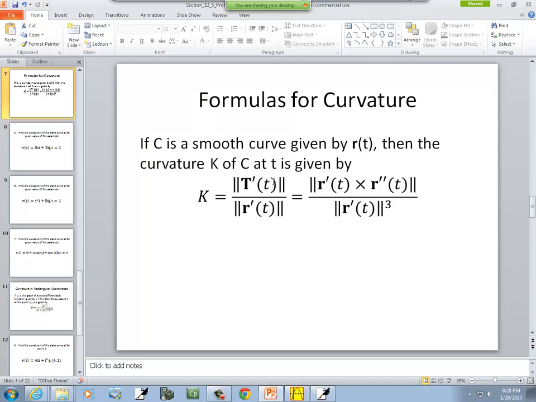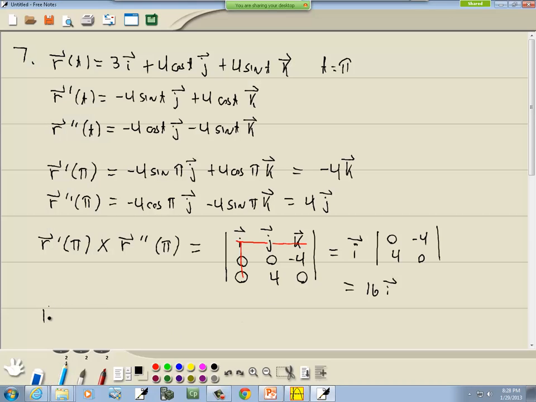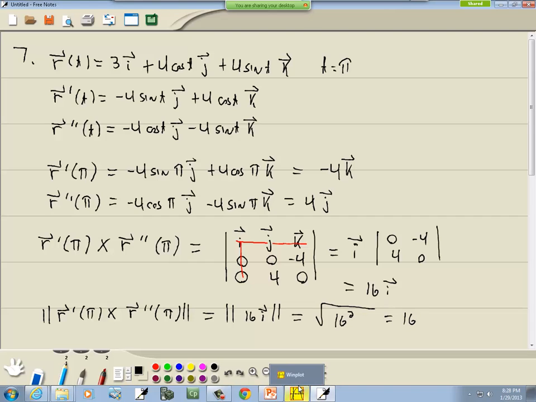Okay, well these symbols are on here. It means I need to find the magnitude of that. So the magnitude of the cross product of r prime of pi with the second derivative is going to equal the magnitude of 16i, which is the square root of 16 squared, which gives us 16. So far, okay.